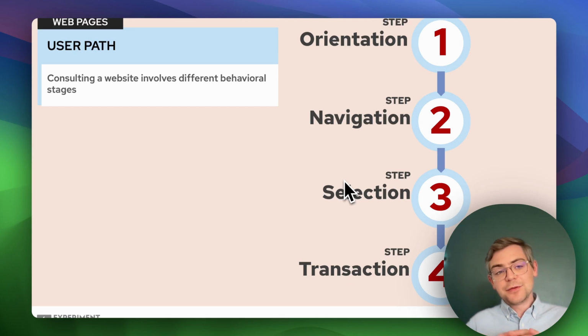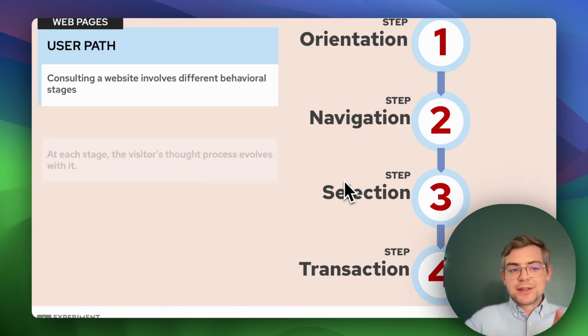And at the end of the user path, you will have a transaction, which is either I buy a product, so a financial transaction, or I give my email, or I give my phone number, or I download something. It depends on the action that you want to optimize based on your objectives.